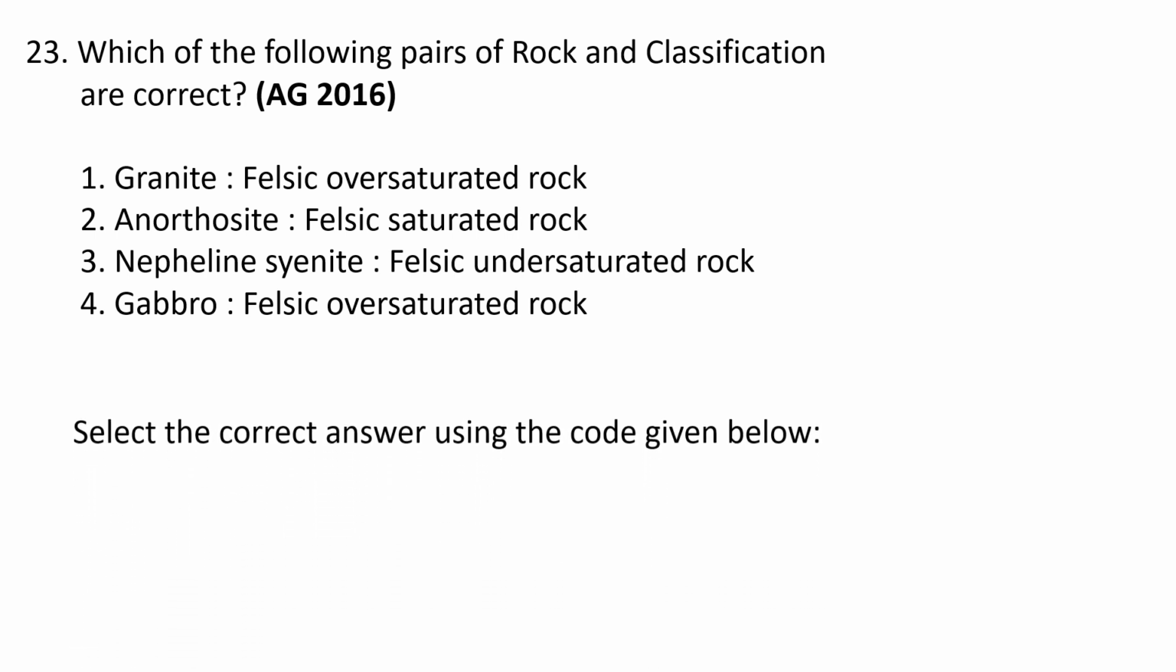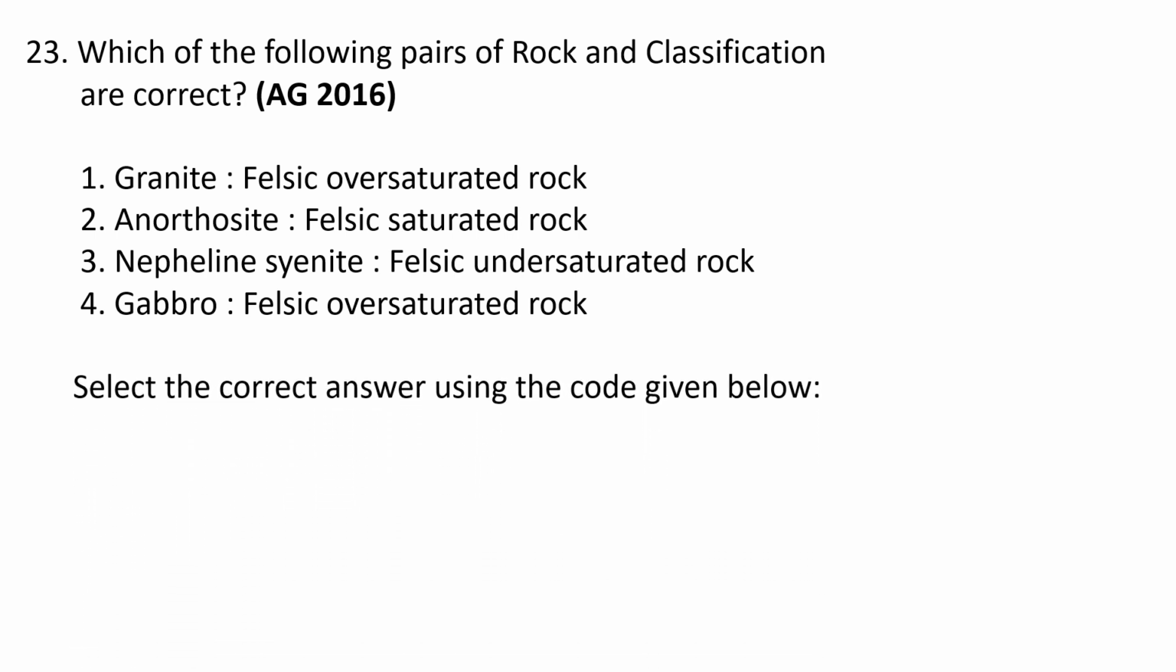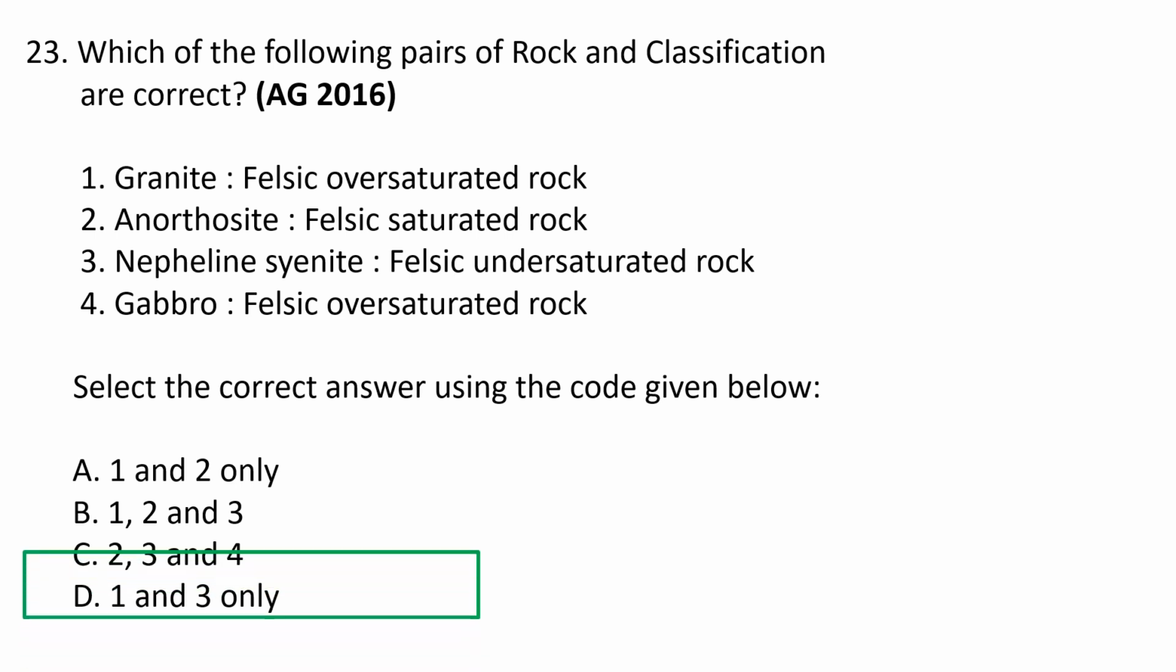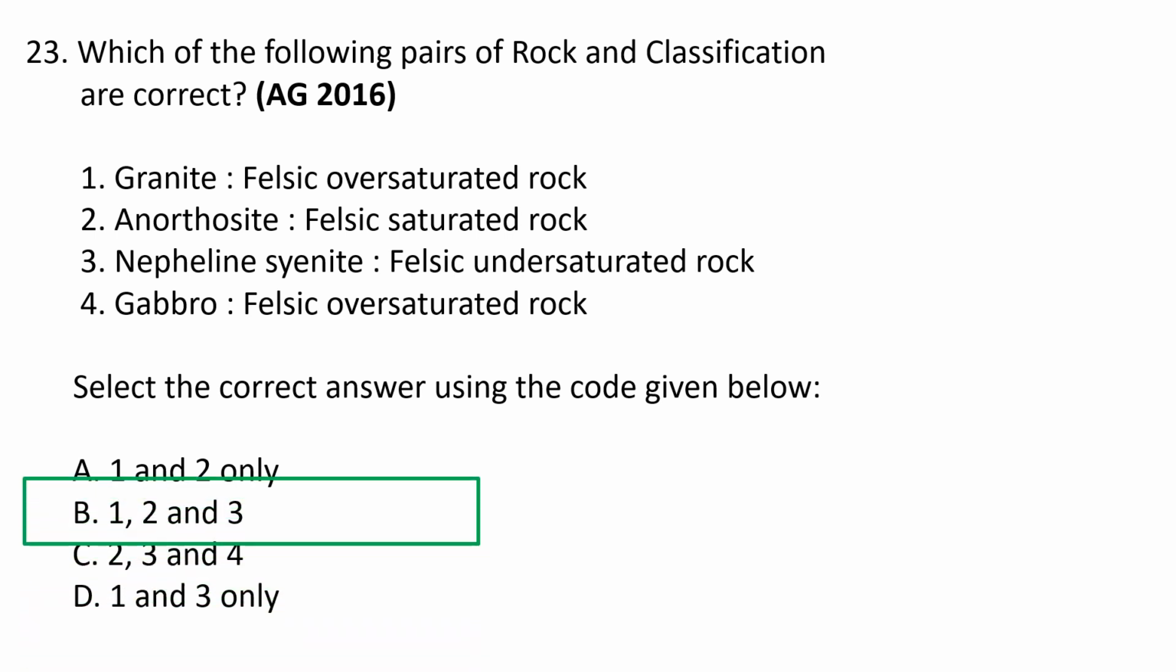So among this, select the correct answer using the code which is given below. A. 1 and 2 only, that means only granite and anorthosite. B. 1, 2 and 3, that means granite, anorthosite and nepheline syenite. C. 2, 3 and 4. And D. 1 and 3 only. So you have to identify the correct answer in this code. So the correct answer is B, 1, 2 and 3.